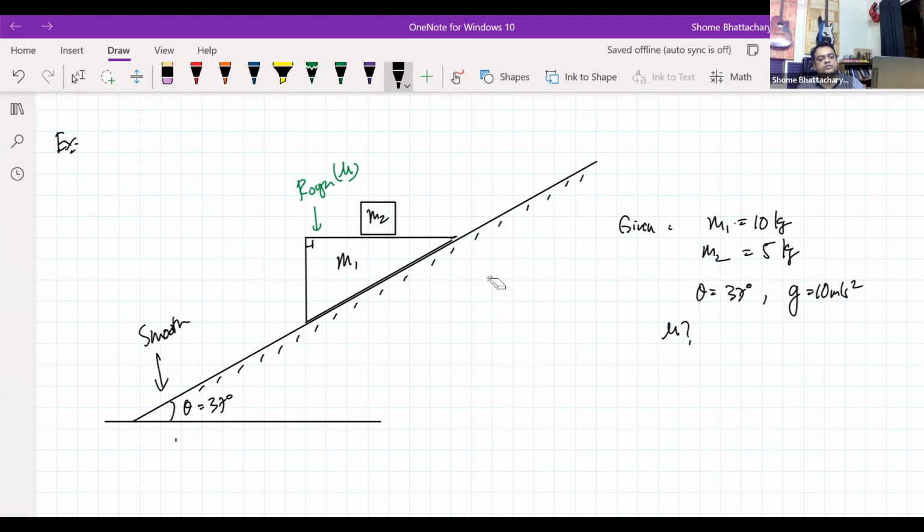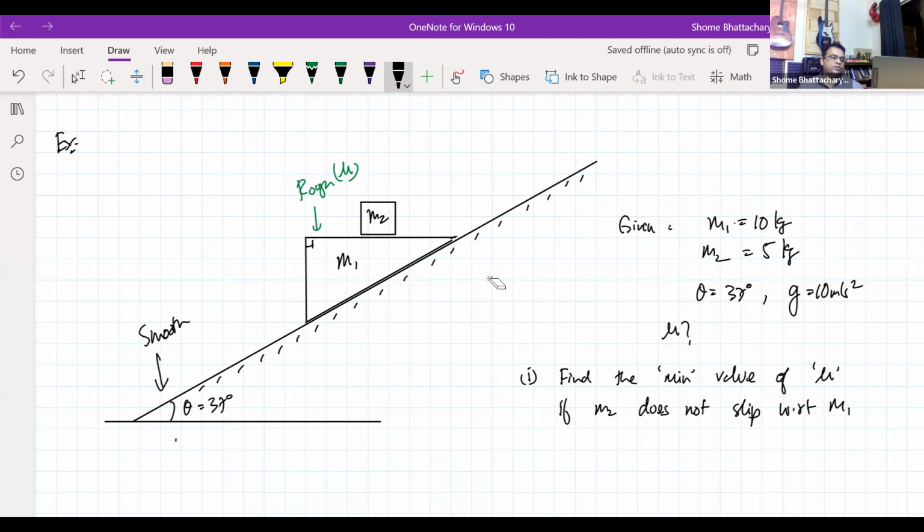Now this mu is unknown. So the first part is: find the minimum value of mu if m2 does not slip with respect to m1. That is, this block remains at the same point on m1 as it slips down.